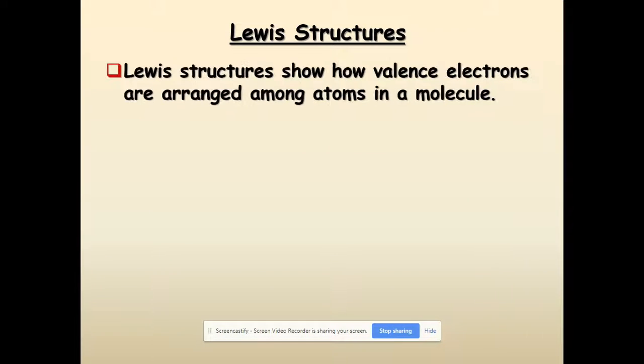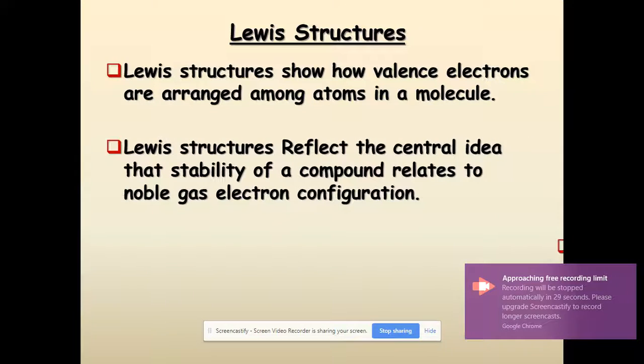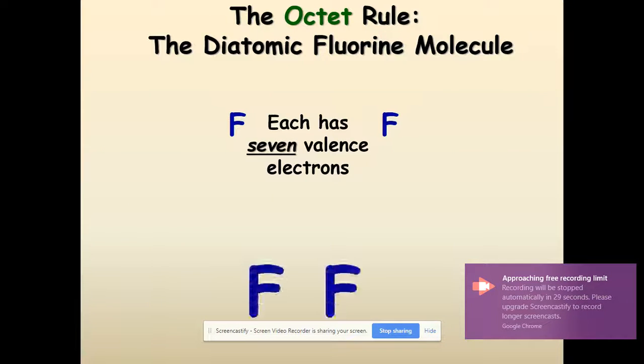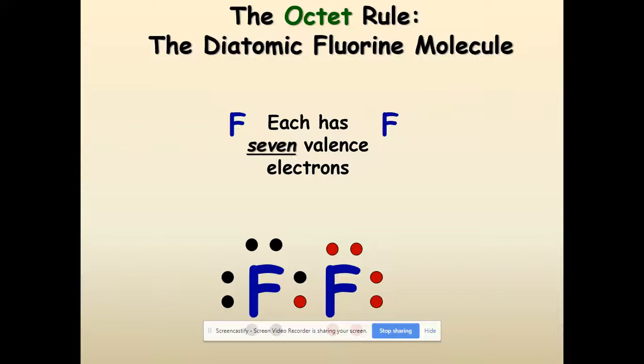So we already talked about Lewis structures. Sometimes it's hard to see why they go together, but here's just a visual for you. You can see that the 7 valence electrons in this fluorine and the 7 valence electrons in this fluorine come together to make diatomic fluorine. They both have 8 and they're happy.